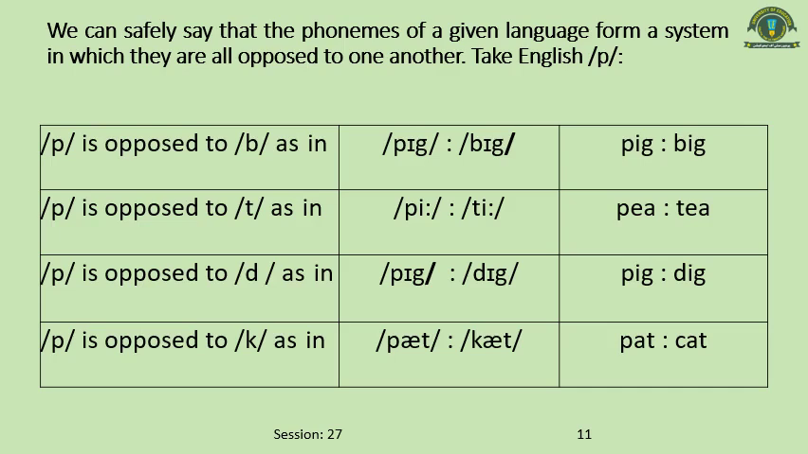The next is p is opposed to k as in pat and cat. P, a, t. K, a, t. Cat. And look at the spelling now: P-A-T, pat, and C-A-T, cat. And now you are capable of applying all the rules which I have just talked about. Alright?